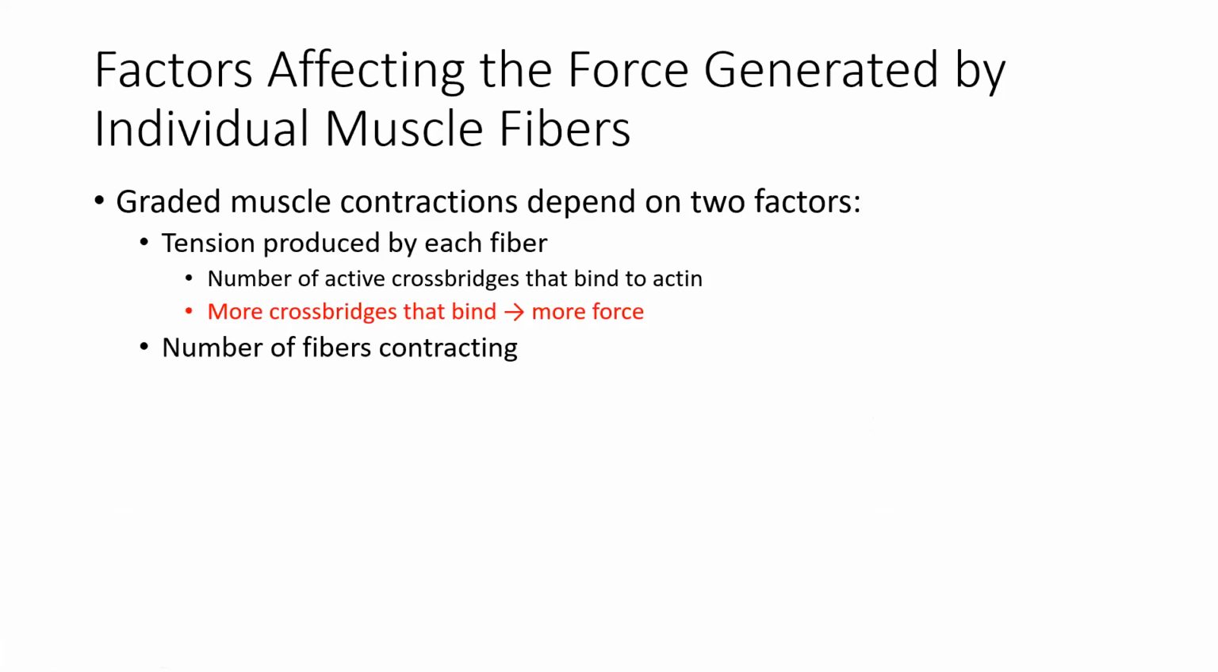Now, we've been talking about all of the sarcomere shortening, the entire muscle shortening, but we want to understand that in muscle, not all the fibers are always contracting at the same time. We're going to talk about the recruiting principle and how we can start out with a few fibers contracting, and then we can recruit more fibers if more force is needed. And so the two factors that will determine how much force a muscle generates are the tension produced by a single fiber and the number of fibers that are actively contracting.